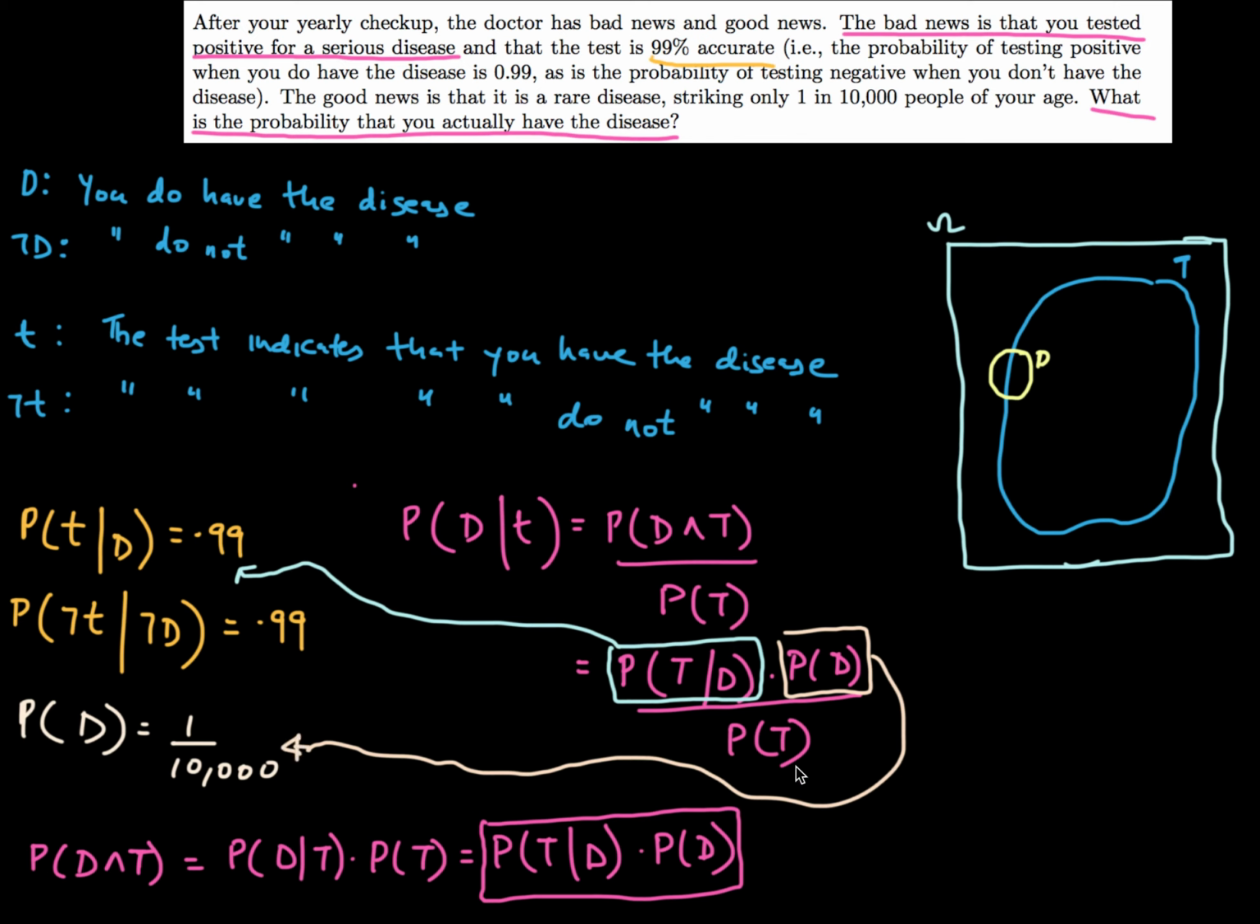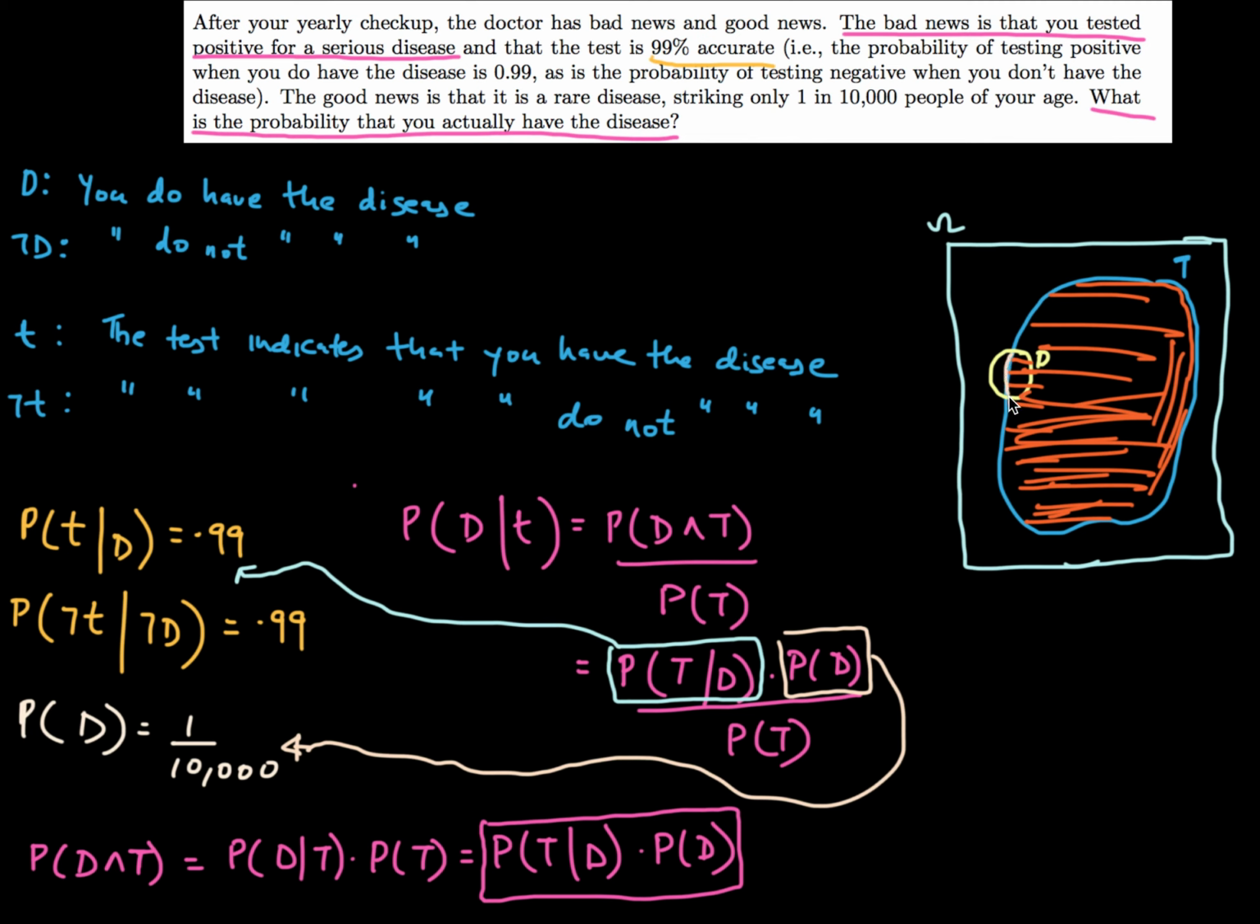And the probability of the test, how do I find the probability of the test here? Well, the probability of the test is this entire piece here, this entire piece in orange. That's the probability of the test showing positive. How do I find the probability of this entire piece in orange here? Well, this entire piece in orange can be thought of as the addition of two pieces.